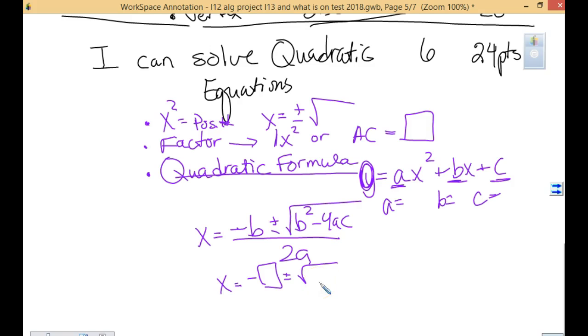If this square root is negative, right, no solution. If underneath here, the b squared minus 4ac is negative, you can't solve it, because that's giving us an imaginary number, okay?